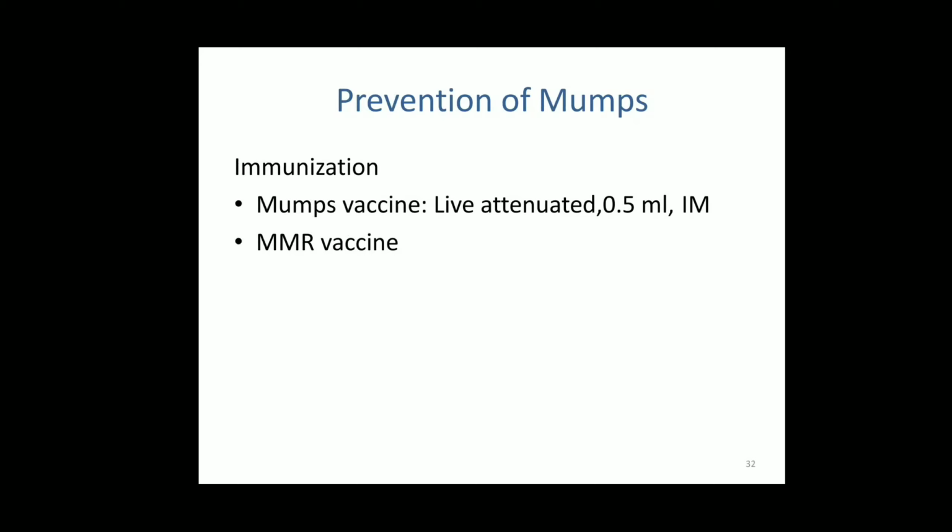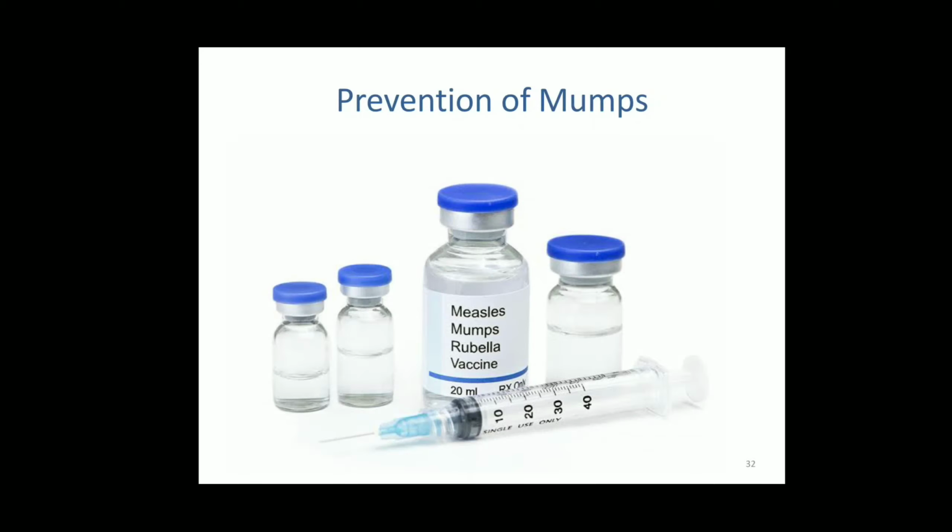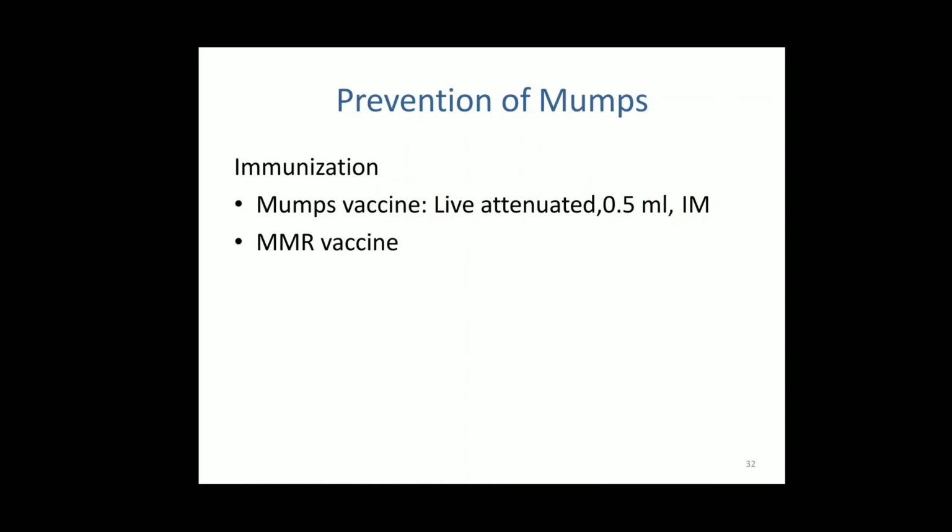What is the prevention of mumps? Prevention is mainly through vaccination, that means immunization. The mumps vaccine is a live attenuated vaccine, 0.5 ml, given intramuscularly. It is given along with measles and rubella, so the vaccine is called the MMR vaccine.